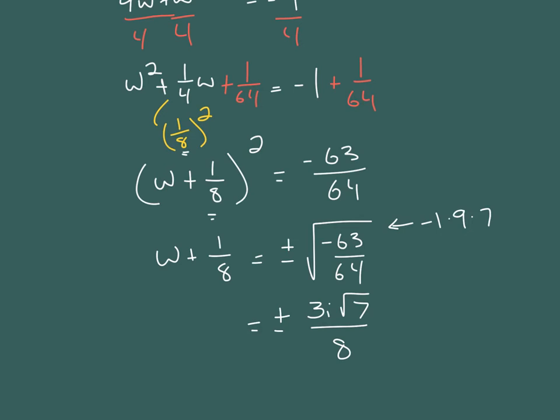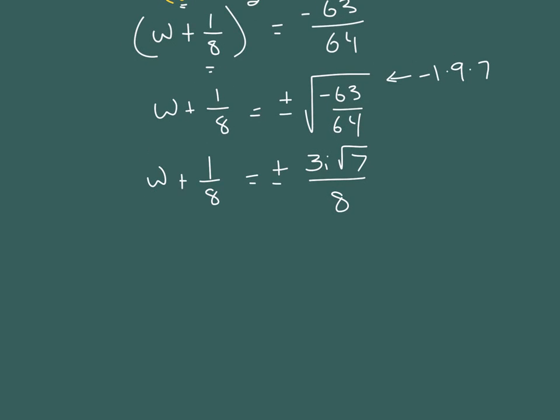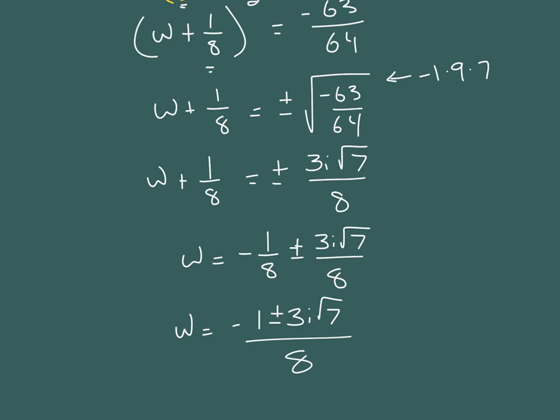Alright, so for the final steps, I'm just going to solve for w by subtracting 1/8 from both sides. For that, what I would get is w equals negative 1/8 plus or minus 3i square root of 7 over 8. And then you can combine those because the denominators are the same. So the final condensed version of this would be negative 1 plus or minus 3i square root of 7, all over 8. And that would be our final answer for that problem.